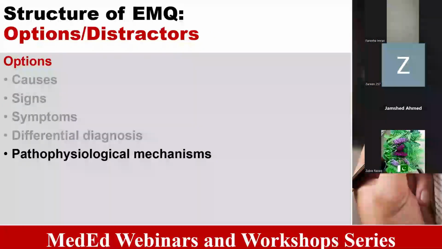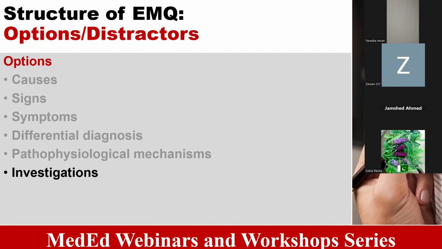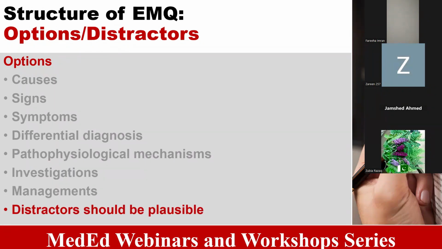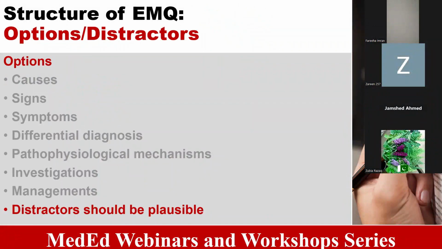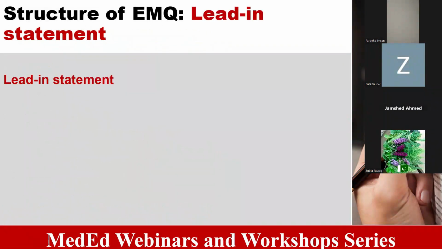Now, coming to the second component, the options or distractors, we can use causes, signs, symptoms, differential diagnosis, pathophysiological mechanisms, investigations, management, and other distractors which are plausible. Again, there are numerous areas which we can use, and some of these would be used in preclinical and some in clinical. I'll show you some examples in a short while.